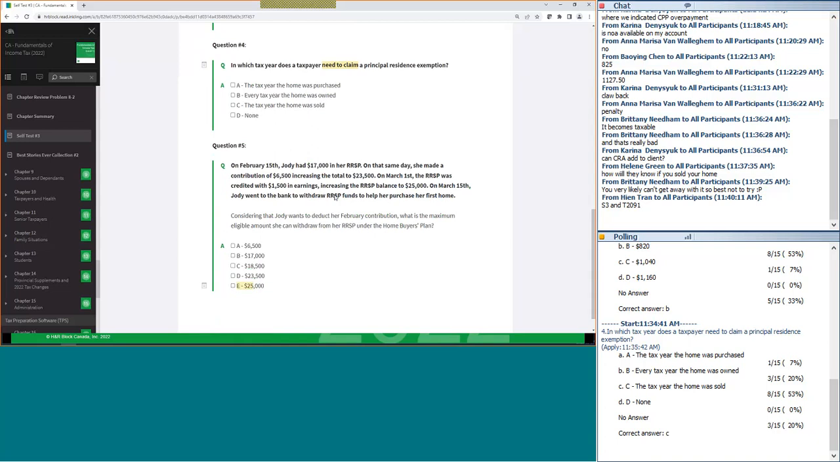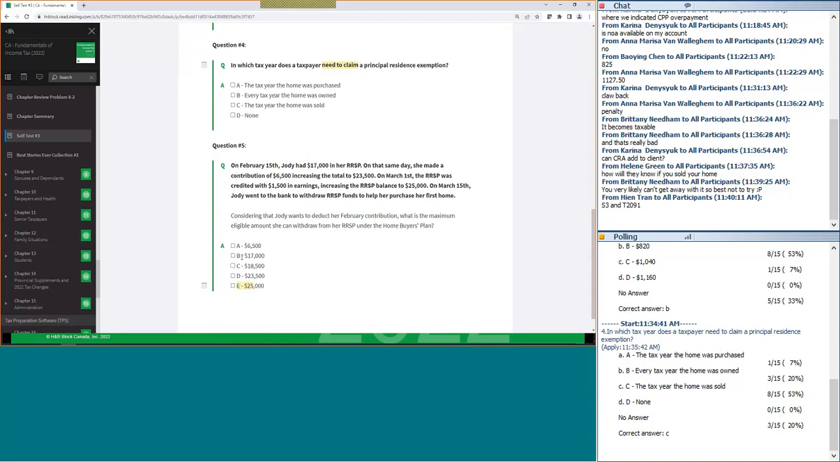And we have one more on February 25th. And again, please do not read anything into the highlighting that I have. I just had to put a note somewhere, so I stuck it at the end. All right, on February 15th, Jody had $17,000 in her RSP. On that same day, she made a contribution of $6,500, increasing the total to $23,500. Then she was credited with some earnings within the RSP of $1,500. So her RSP balance is $25,000.